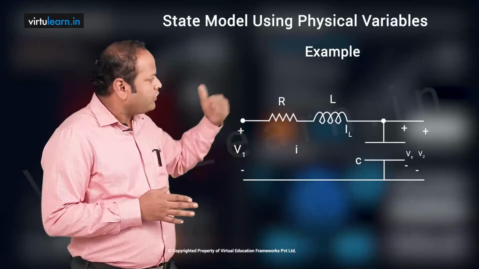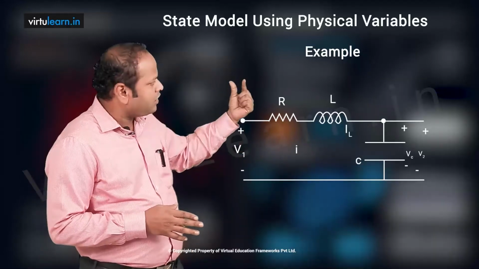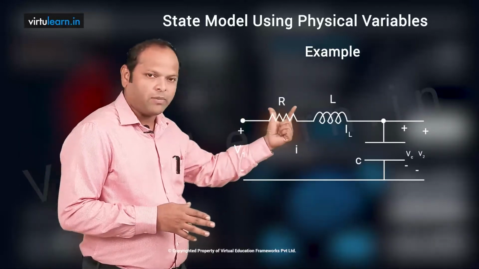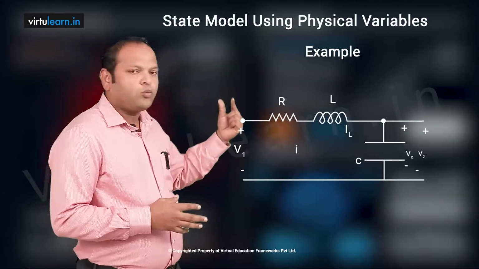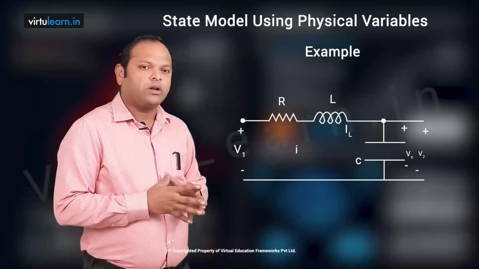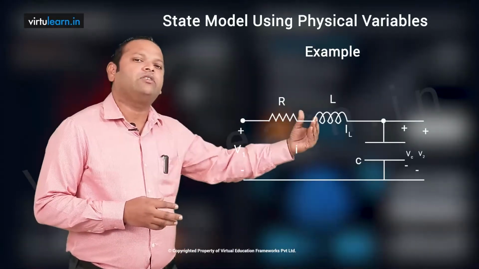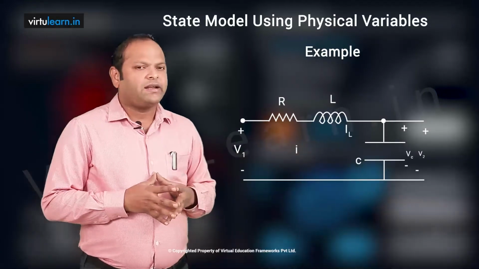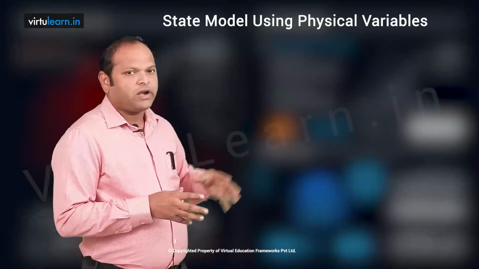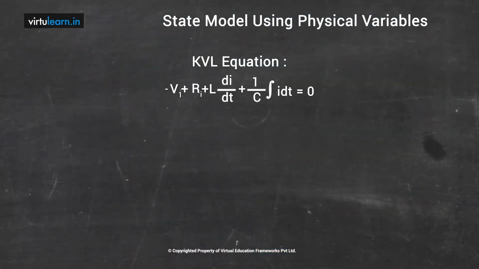When you derive the state model, then IL dot, VC dot is equal to some A matrix into IL, VC, and also input Vi, and output V2 is something into your state variables as well as your D matrix into your input variables. Now, we will write the KVL equation in loop 1. When you write the KVL equation in loop 1, it is very clear: R into I plus L di by dt plus 1 by C integral I dt is equal to Vi. So this is the KVL equation.